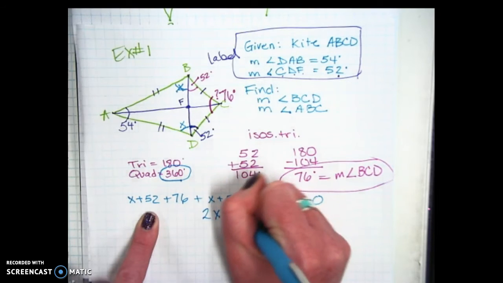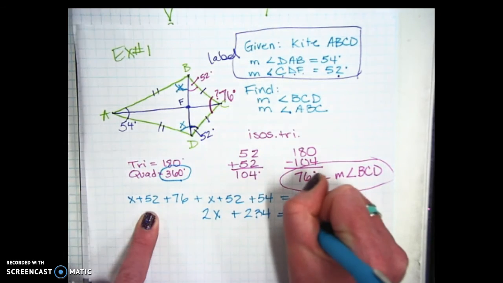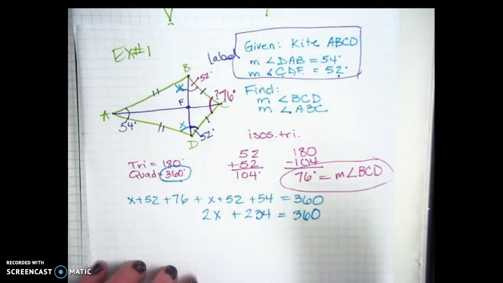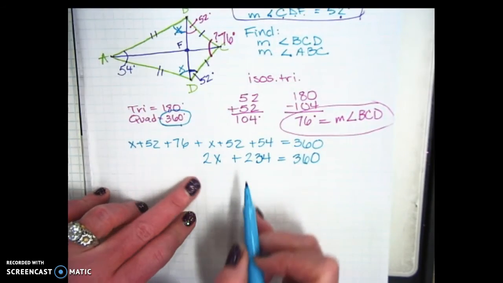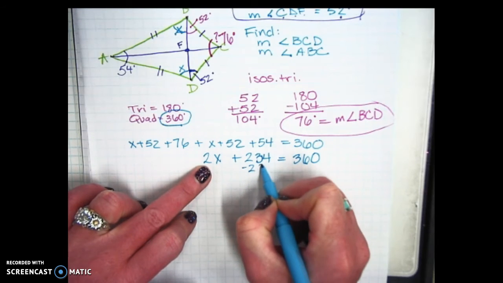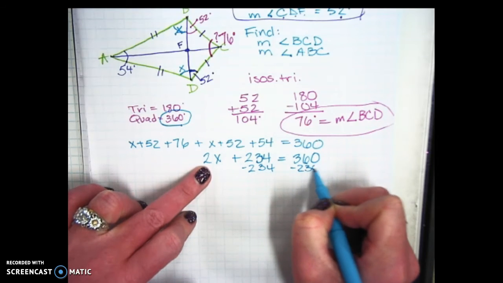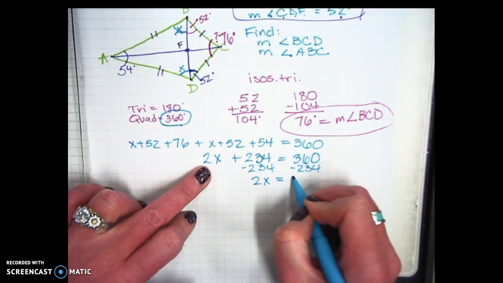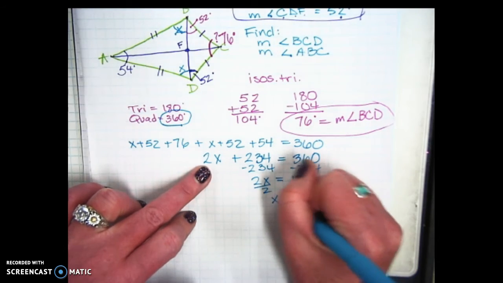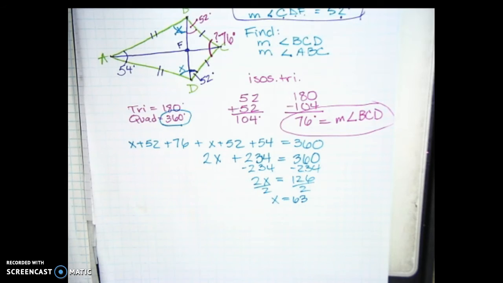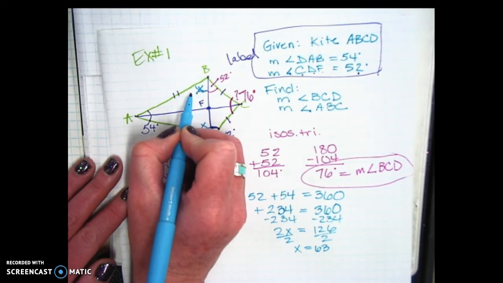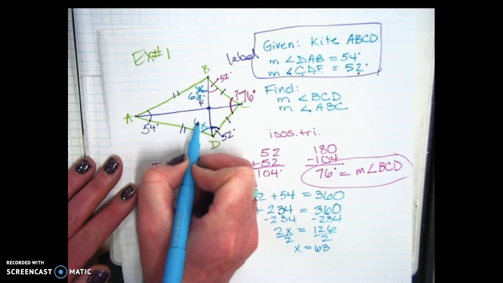I got 234. So you can check that on your calculator if you want. Make sure I'm doing it right. Okay. Then we just need to do inverse operations till we get that x by itself. So subtract the 234. So 2x is 126. Divide both sides by 2. I got x is 63. Okay? That means that back up here on the diagram, this x right here is 63. And this x right here is 63 degrees.